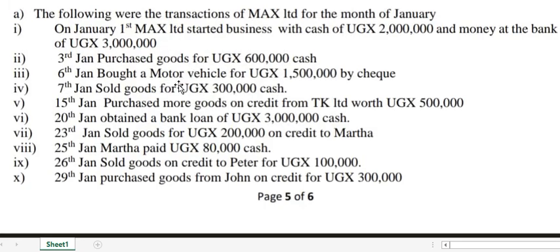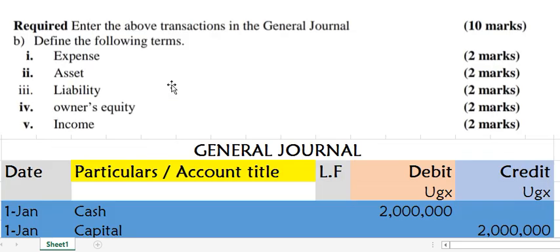Then next transaction, on 6th January, bought a motor vehicle for Ugandan shillings 1,500,000 by check. Motor vehicle, this is an asset. So we see that in this transaction, we are increasing assets because we are buying a motor vehicle. So an asset increases and this has to be debited. So we have to debit the asset account, and in this case our asset account is a motor vehicle.